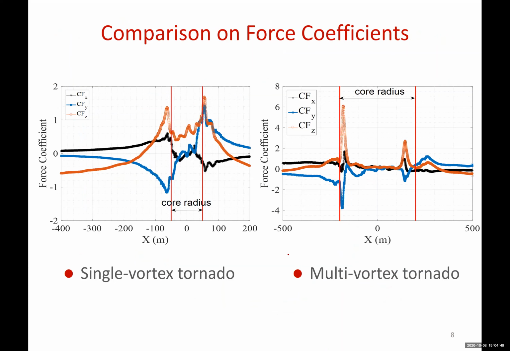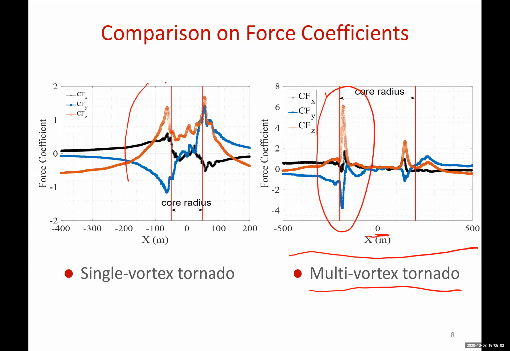These are the 3 force coefficients obtained in multi-vortex tornado. 0 represents a tornado center. If you look at the first groups of peaks, don't you think they look like these peaks induced by single vortex tornado? That is to say, the action of a subvortex is like the action of a single vortex tornado. However, the attacking period is much shorter.